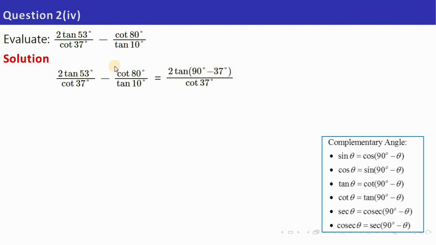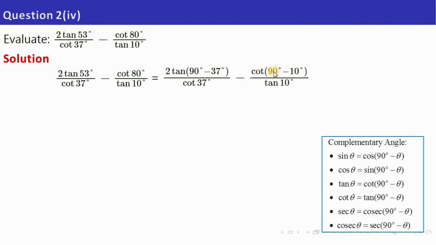Now let us have a look at this one. Here also we have 80 and 10, and the sum of these two will be exactly 90 degrees, right? So any one of them has to be changed. So let me change the numerator, and this 80 can be written as 90 minus 10, right? So we have tan 90 minus theta, and we know that tan 90 minus theta is how much? Cot theta.